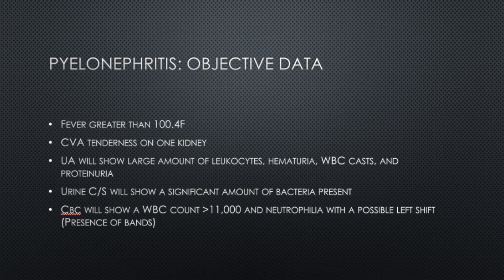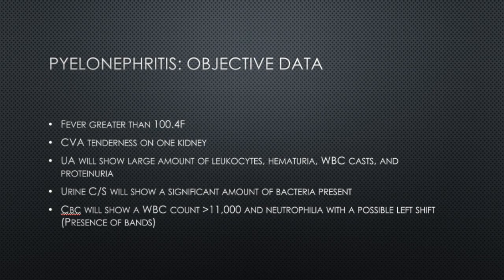So when you're collecting your objective data with pyelonephritis, like I said, typically they're going to have a fever greater than 100.4 or 100.5. A lot of the times they'll have CVA tenderness on one or both kidneys. The UA will show typically a large amount of leukocytes. They'll have blood in their urine. You'll see a high level of white blood cells. Typically, if it's a good pyelonephritis, it's going to be over 100.